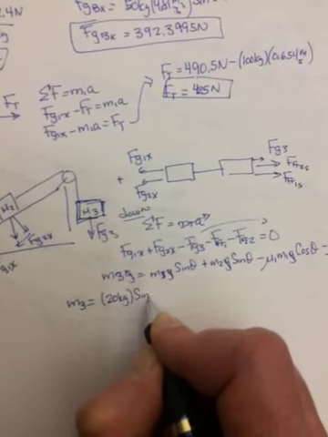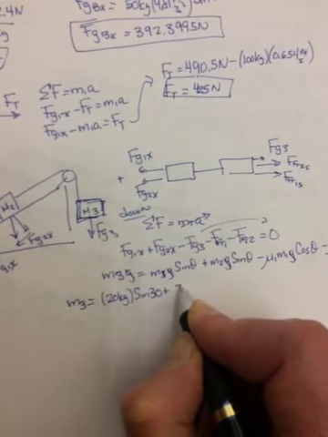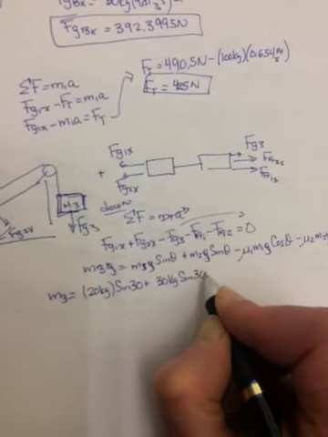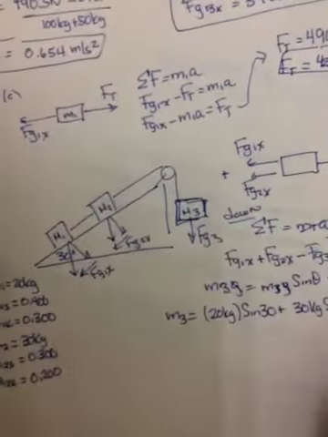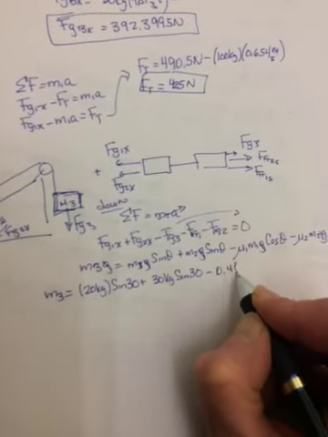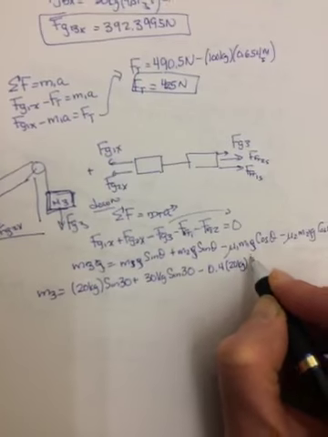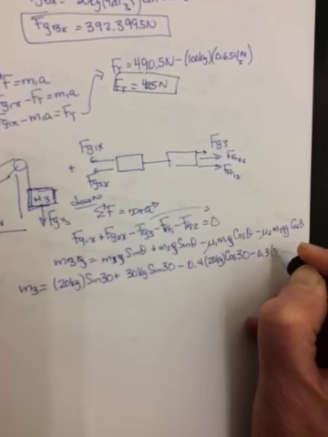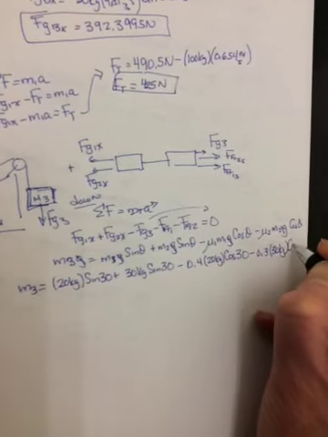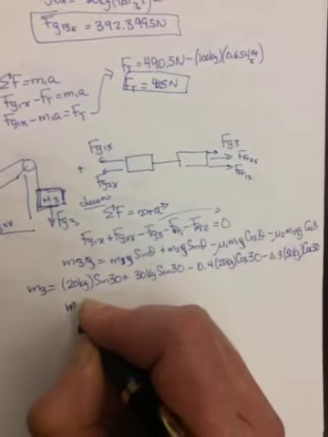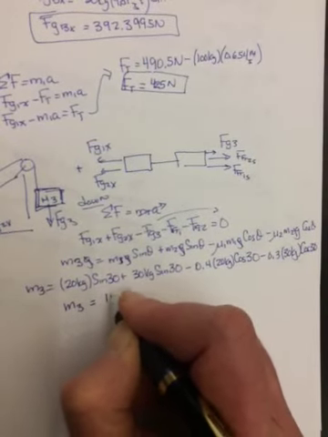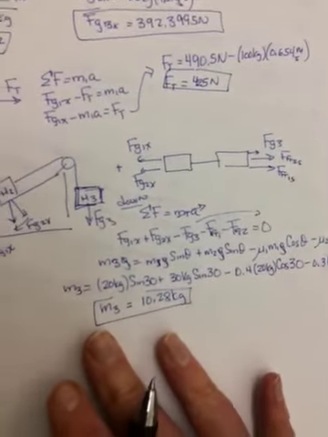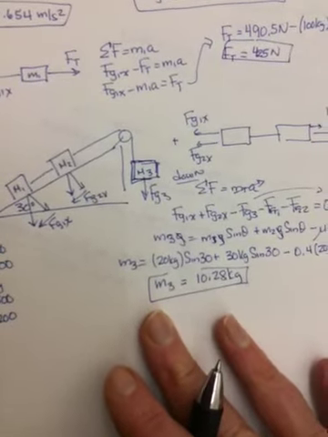kilograms sine of 30 plus 30 kilograms sine, it was 30, right? Yeah, of 30 minus 0.4 times 20 kilograms times cos of 30 minus 0.3 times 30 kilograms cos of 30. M3 equals, you should get 10.28 kilograms when you do this. That's the value that will allow it to slide down the incline.